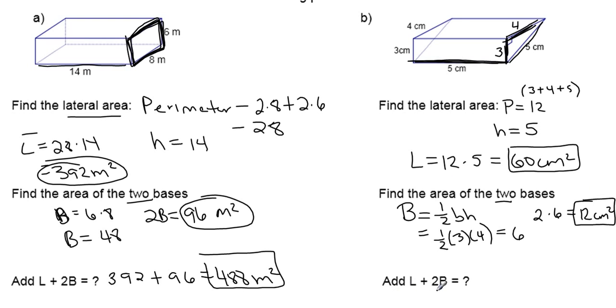So to find the total surface area, we add the lateral area, 60, to the area of the bases, which is 12. So this gives us a total surface area of 72 square centimeters.